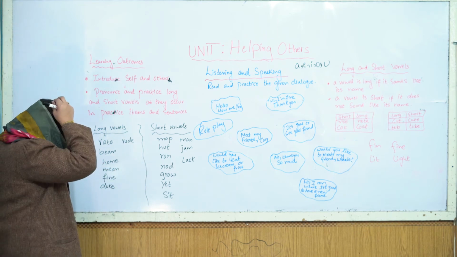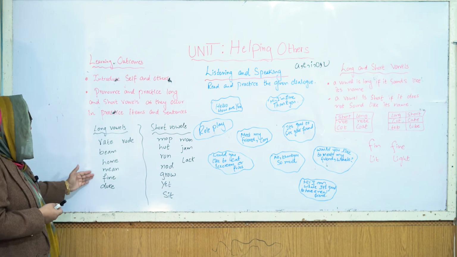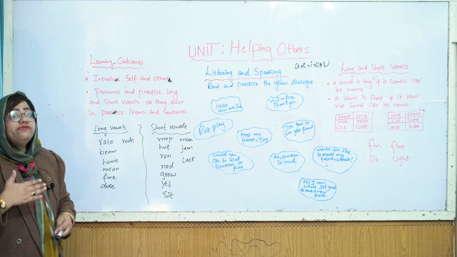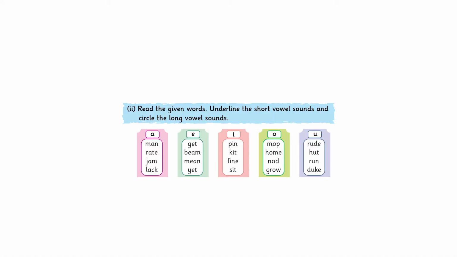You can see, have a look at it. Rate, rude, beam, home, mean, fine, duke. These are the long vowels. Don't forget it. For example, if you are sounding like this, it's a long, prolonged pronunciation.